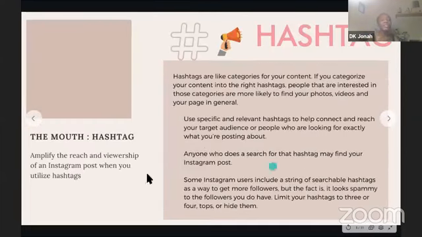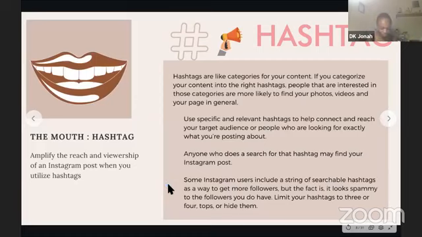Then after the eyes, like I said, the eyes of your post are your pictures, your videos, whatever falls in that 1080 by 1080 box. Then your hashtag is your amplifier. It shouts you out, it puts you out there, and amplifies the reach and viewership of an Instagram post when you utilize hashtags. For example, there are some hashtags that have 1,000,000 views. There are some hashtags that have 10 views. There are some hashtags that have different views.